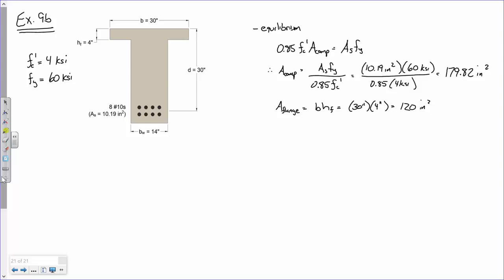It's true, because if we just look at these numbers, would you agree that the stress block has got to look something kind of like this? Like, it's got to look something like that. We don't know how deep it is, but it's got to look something like this.